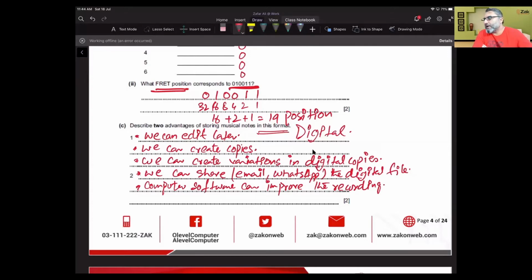Here also, when we are playing music, if there is something which is going wrong, the software will indicate or correct it itself. All right. So these are all the same.